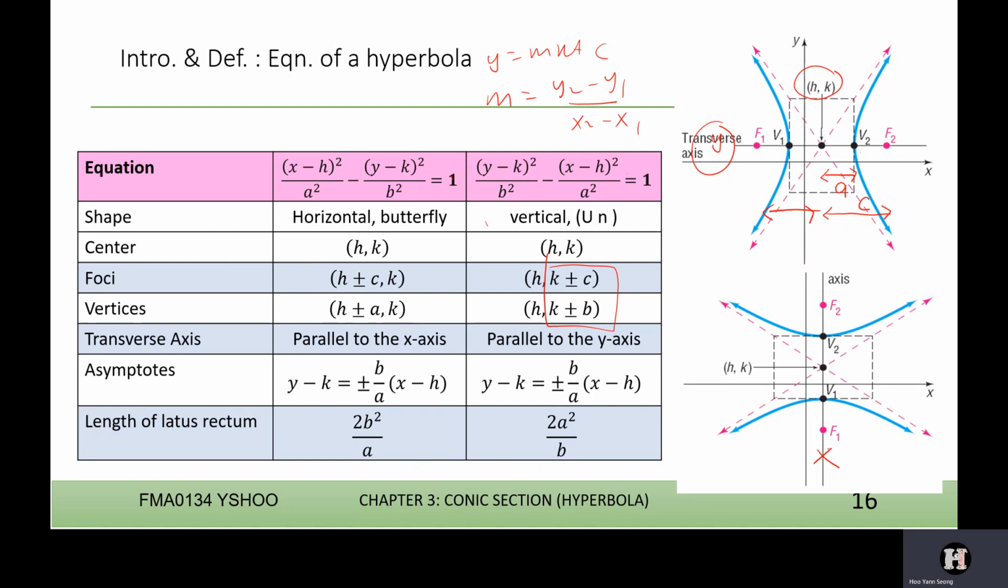Then these are the two formulas for the length of the latus rectum: 2b squared over a, or 2a squared over b. There is no way to recall this, so just memorize it.